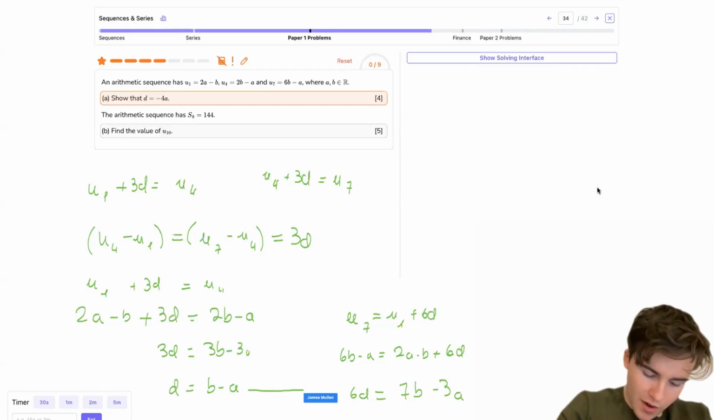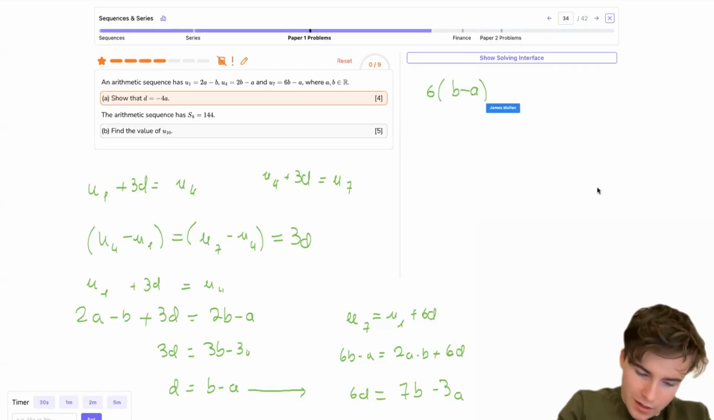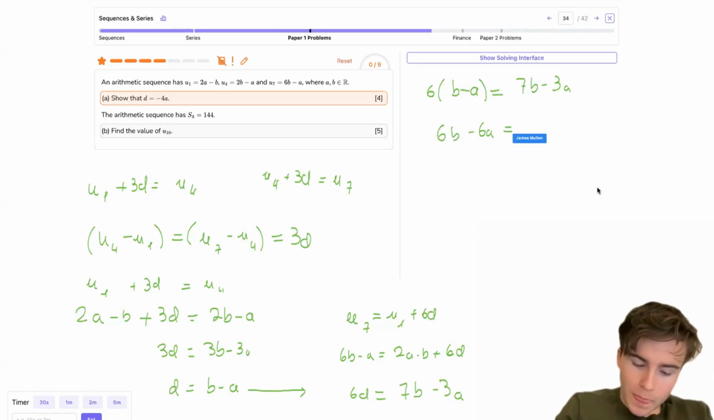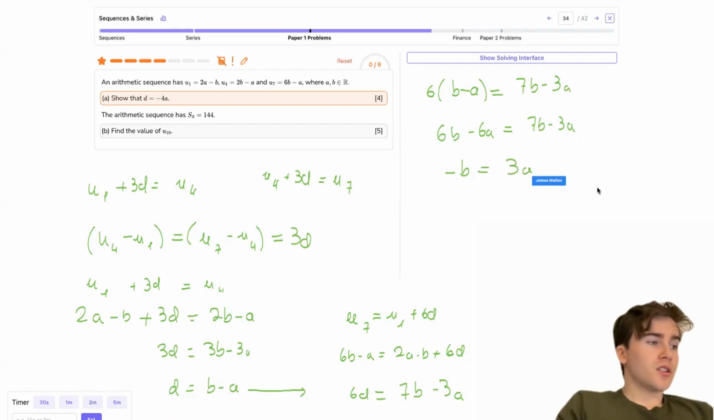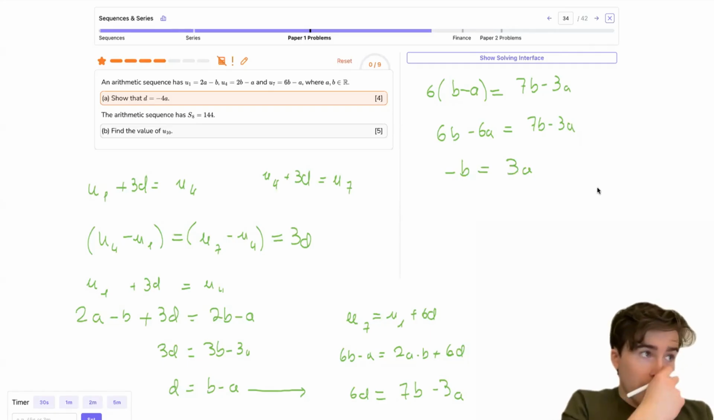I have d is equal to b minus a, and 6d is equal to 7b minus 3a. So I'm going to substitute from this equation into this one. So 6 times d, I replace with b minus a, is equal to 7b minus 3a. So 6b minus 6a is equal to 7b minus 3a. Simplifying that, I'm going to subtract 7b on both sides, get negative b is equal to, and then add 6a to both sides, 3a. So negative b is equal to 3a.